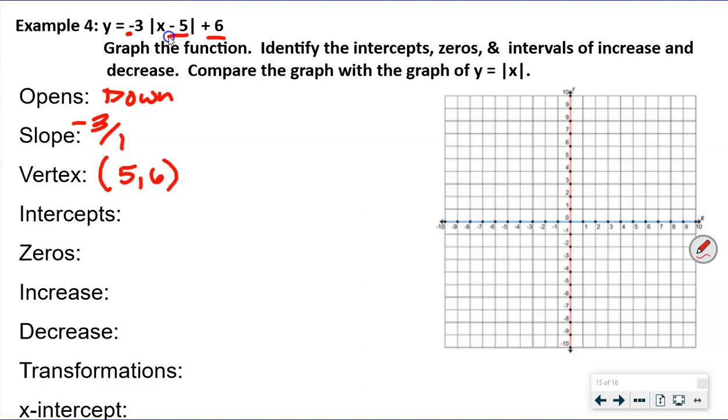So 5, 6, then 1, 2, 3 down, 1 over, 1, 2, 3 down, 1 over. Okay, so right there is, and I could keep going down, 1, 2, 3, 1 over, sorry. So I can see where it intercepts. 1, 2, 3, 1 over there, 1, 2, 3, 1 over there.